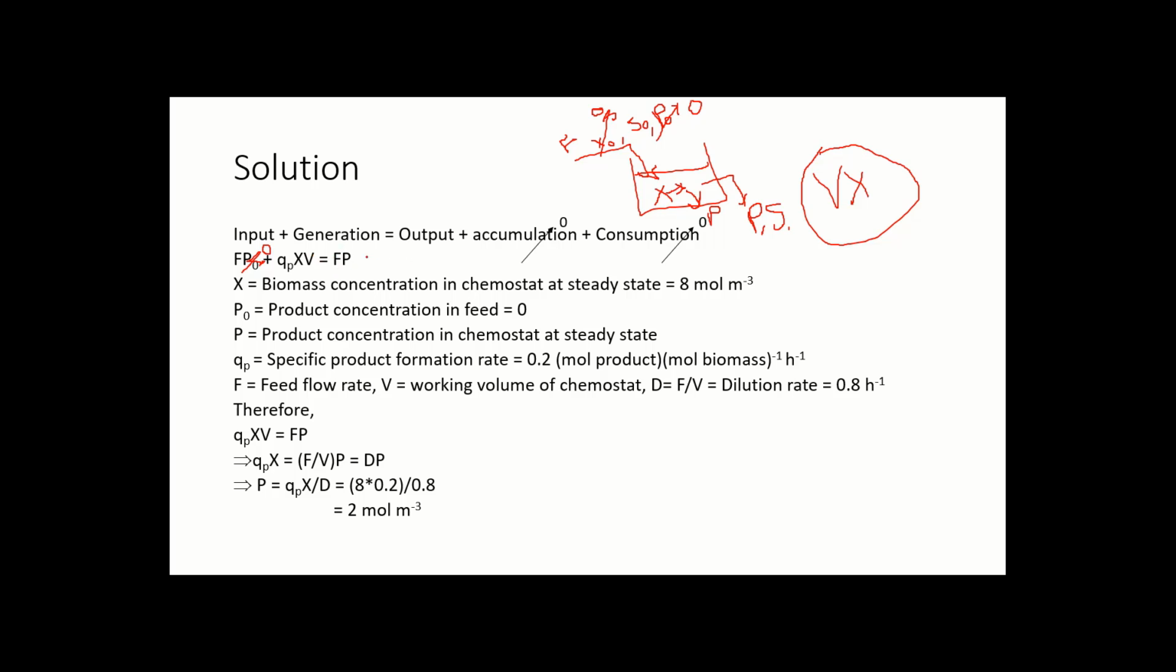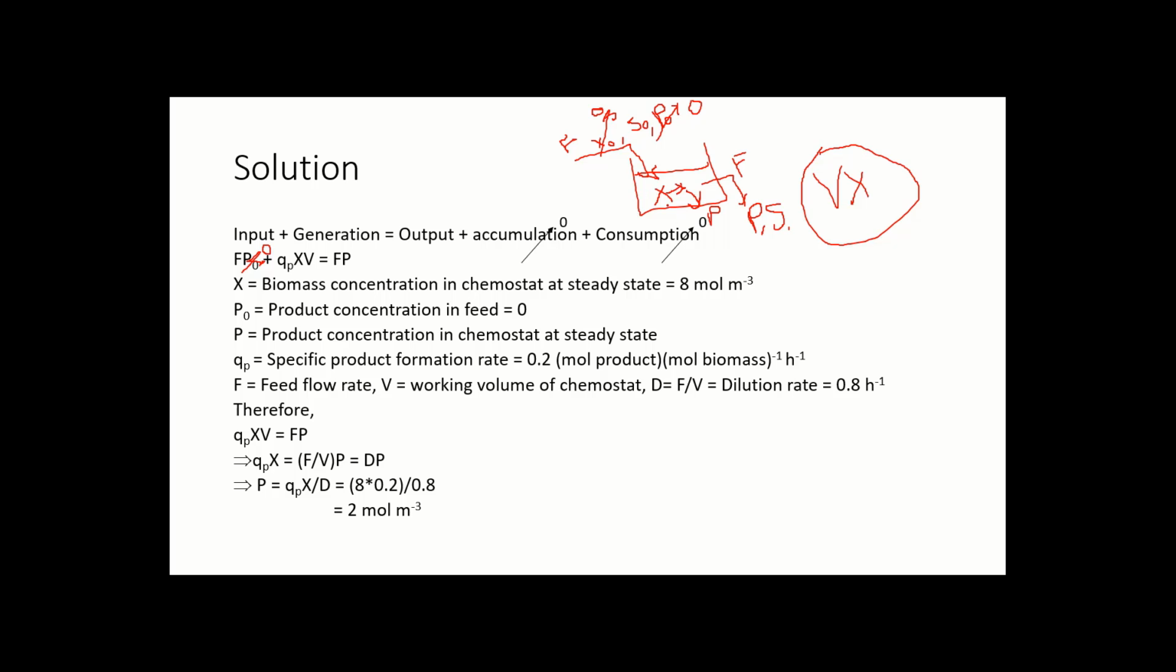F is the feed flow rate, and if the input feed flow rate is F, then the output flow rate will also be F, right? So the output will be F into P, right? P is the product concentration in the chemostat at steady state. In the feed there was no product, P naught equals 0, right? P naught equals 0, there was no product.